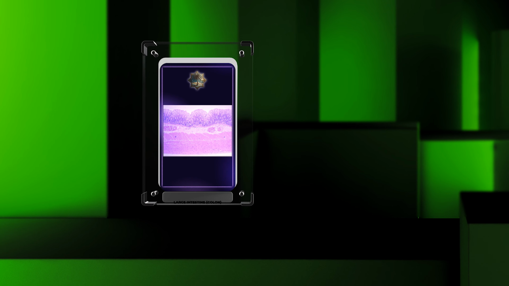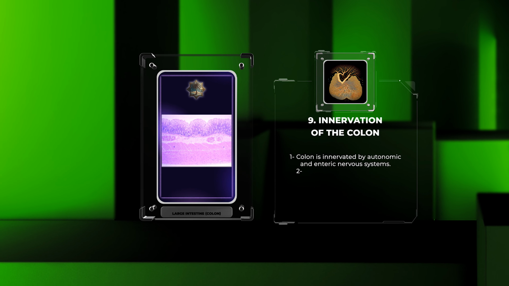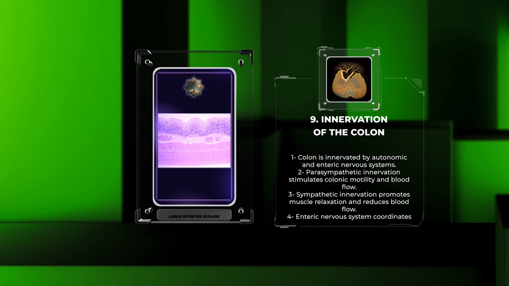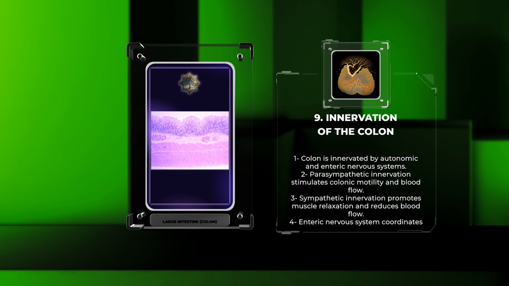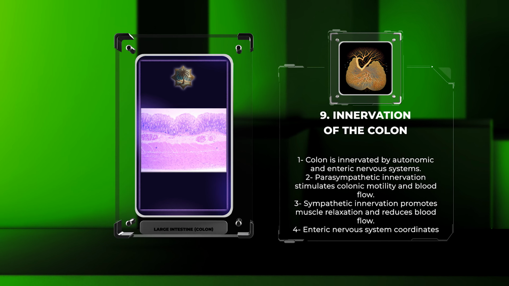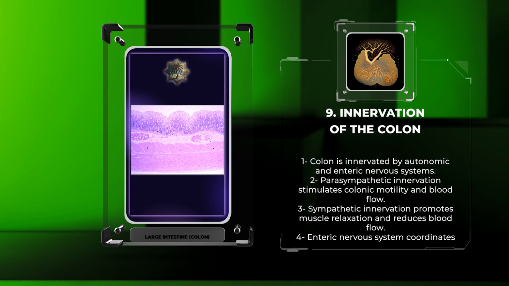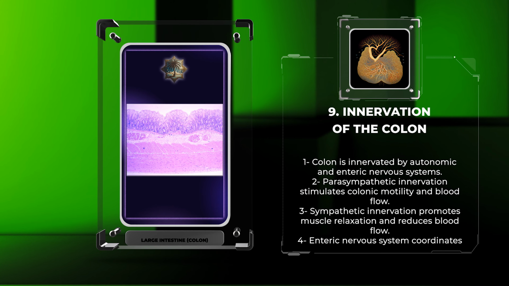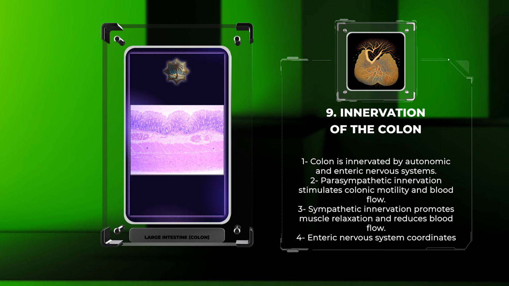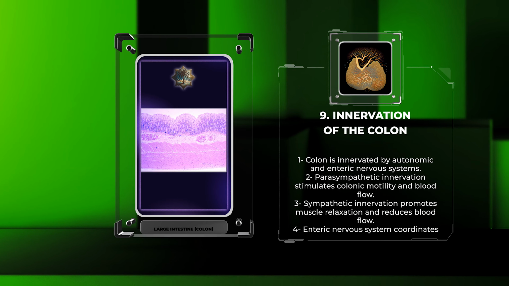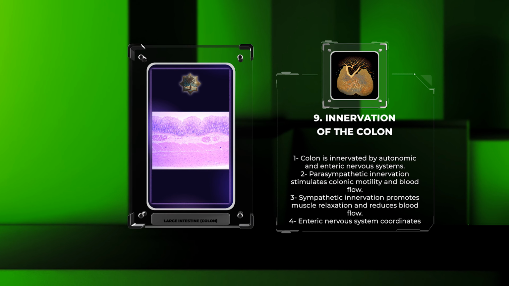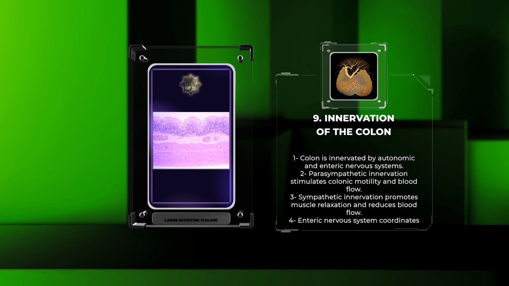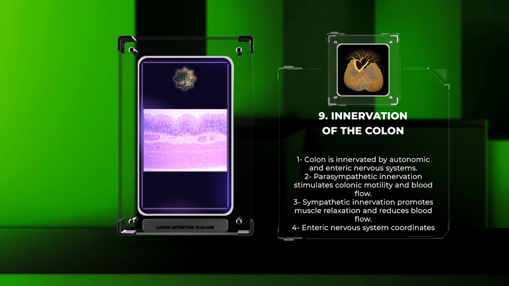The colon is innervated by the autonomic and enteric nervous systems. Parasympathetic innervation is provided by the vagus nerve and pelvic splanchnic nerves, stimulating colonic motility and blood flow. Sympathetic innervation is supplied by thoracic and lumbar splanchnic nerves, promoting muscle relaxation and reducing blood flow. The enteric nervous system coordinates colonic motility and secretion, with local control through intricate neuronal networks.